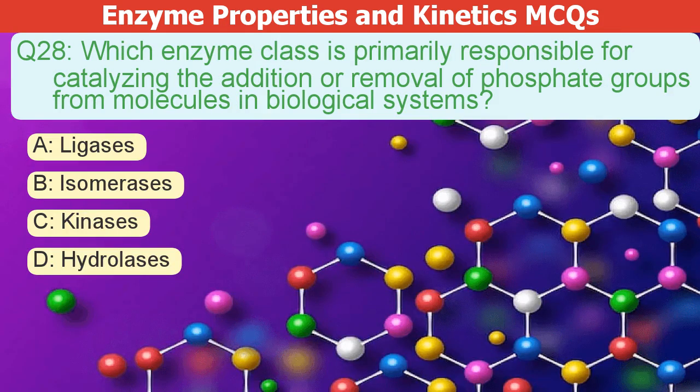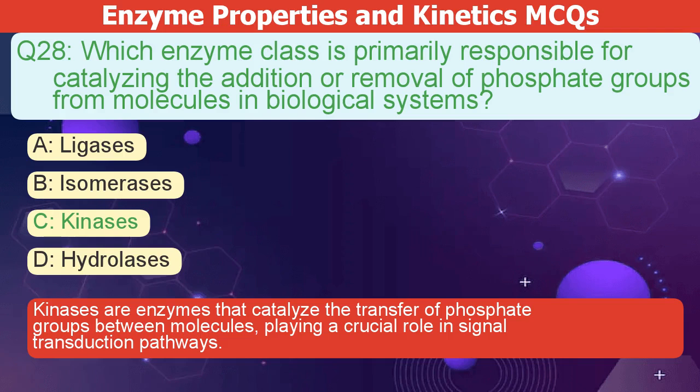Which enzyme class is mainly responsible for adding or removing phosphate groups from molecules in biology? A. Ligases. B. Isomerases. C. Kinases. D. Hydrolases. The correct answer is C. Kinases are enzymes that catalyze the transfer of phosphate groups between molecules. They play a crucial role in signal transduction pathways.